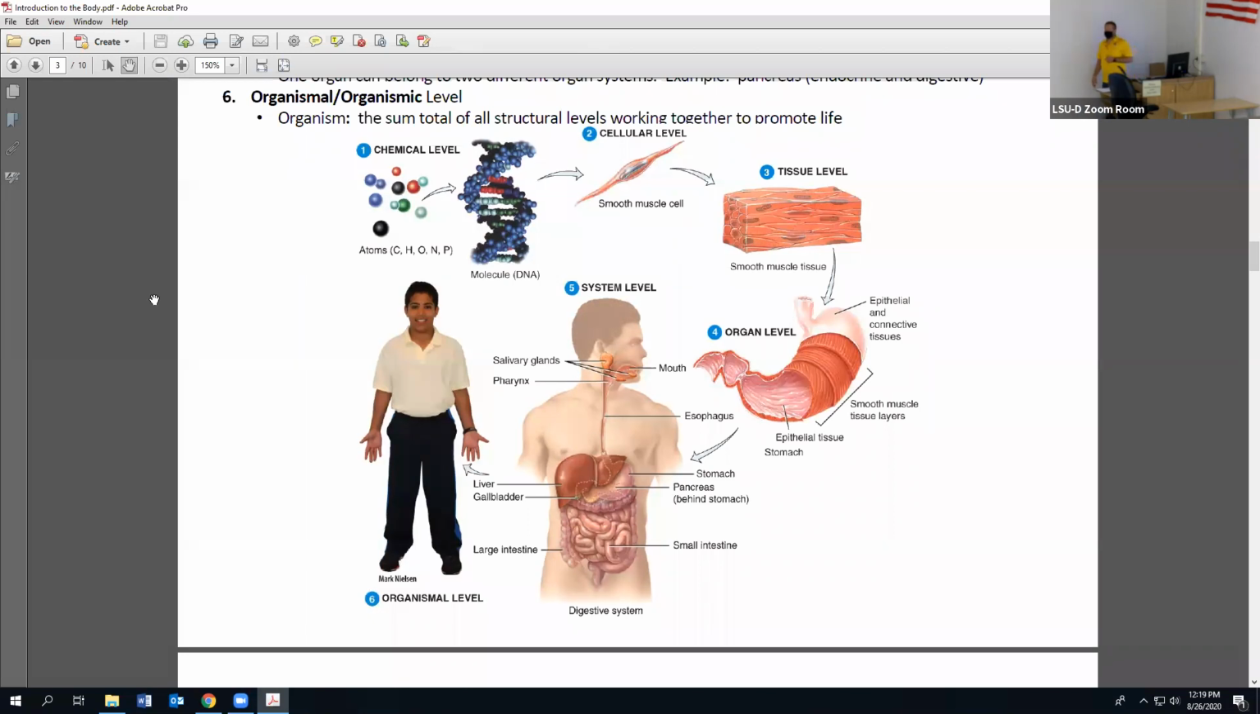So, illustration here at the bottom I've included from the textbook. Gives you a nice flow chart to build up from that small level where we had those carbons, hydrogen, oxygens, and nitrogens, the atoms I was talking about.